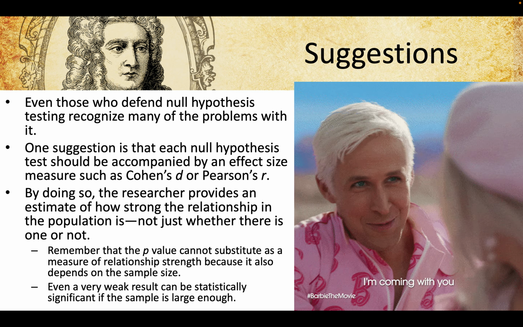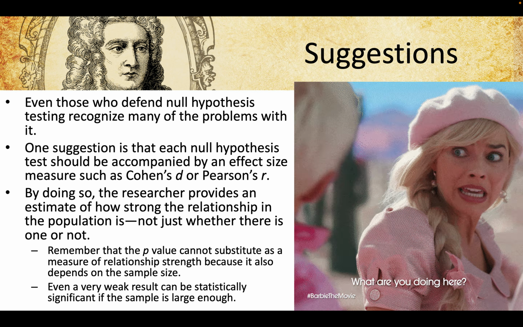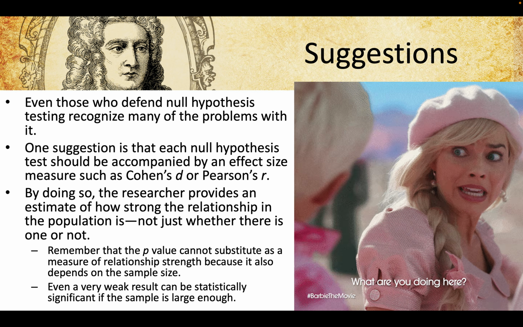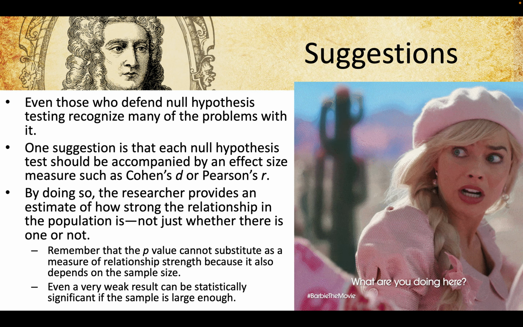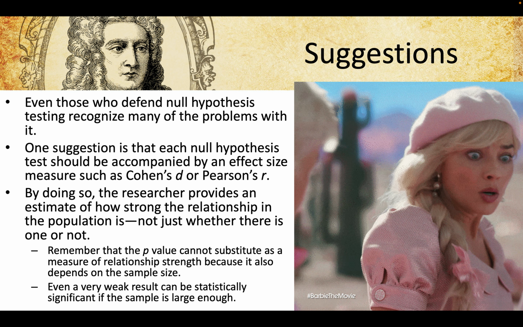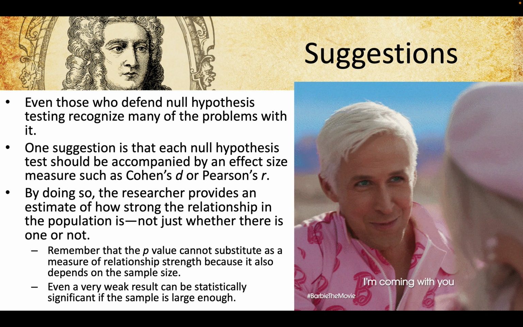Even those who defend null hypothesis testing recognize many of the problems with it. One suggestion is that each null hypothesis test should be accompanied by an effect size measure such as Cohen's d or Pearson's r. By doing so, the researcher provides an estimate of how strong the relationship in the population is, not just whether there is one or not. Remember that the p-value cannot substitute as a measure of relationship strength because it also depends on the sample size. Even a very weak result can be statistically significant if the sample is large enough.